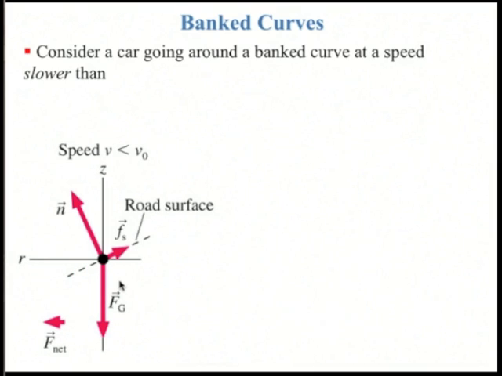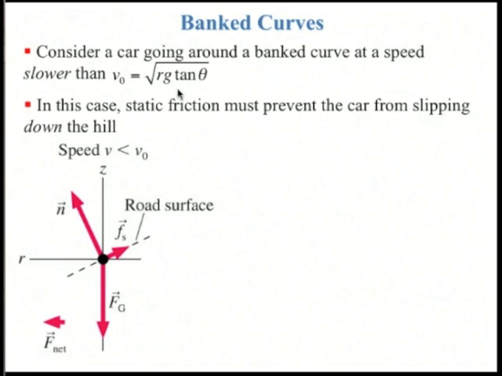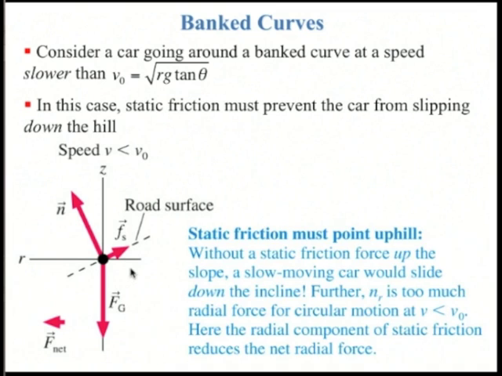If the car is going slower than this square root r g tan theta, then static friction must prevent the car from slipping down the hill, so it acts up the hill. Summing up, without a static friction force up the slope, a slower moving car would slide down the incline, as it would if, for example, it was stopped, it would just slide down the hill.